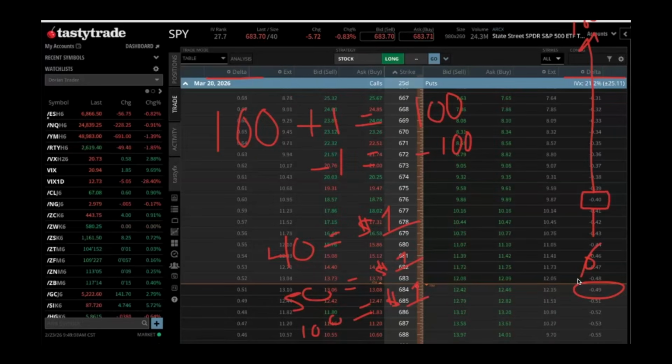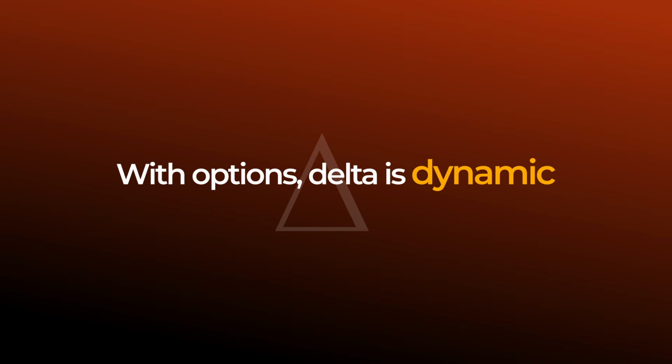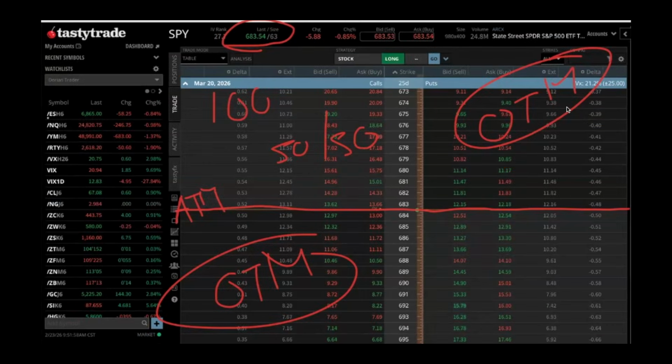Option delta is never, ever going to stay the same. Delta is dynamic. It's going to change. So what you want to know is what is your risk when you are initiating a trade at a delta level, and then what is your risk throughout the trade? Because it will change. It's going to improve or it's going to worsen. The stock can go in your direction and you can still lose.